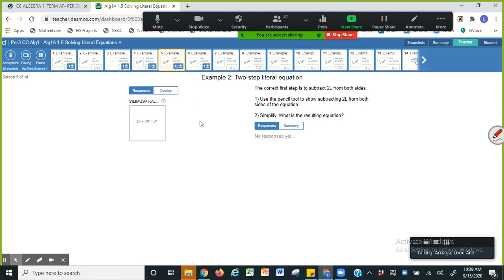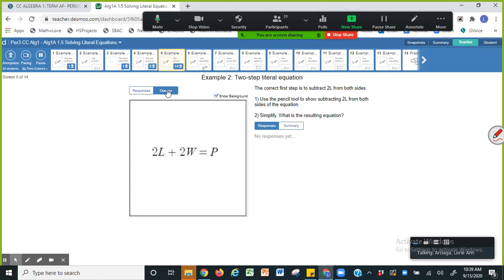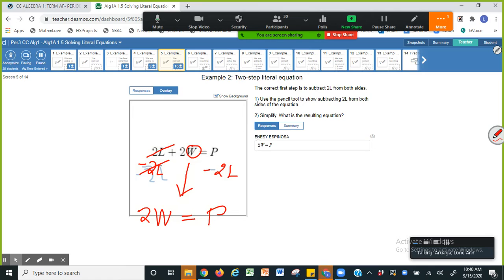All right. So the correct answer is to subtract 2L first from both sides. So let me model that here on the screen. Since we want to get the W, we have to take away 2L first from both sides, right? There you go. So these two will be canceled out. And then you bring this down together. So 2W is equal to, now you bring these two down together in that same order. So P was there originally, and then minus 2L. There you go. All right, so now that we have subtracted the 2L from both sides, we need to get rid of the 2 that's connected to the W. But I think that's going to be on the next slide, so I'm not going to show that yet.